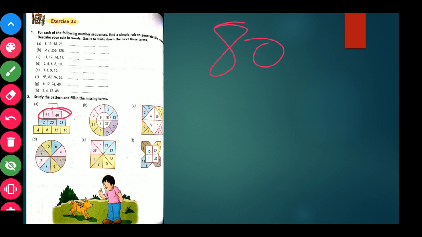In question number B, we can see this pink one 7 and 2. When you add these two numbers, you will get this number 9. Then this blue 5 and 13, when you add, you will get this number 18. Similarly, when you add 15 and 2, you will get the answer 17. So when you add 11 and 19, you will get the answer 30 in the place of question mark.